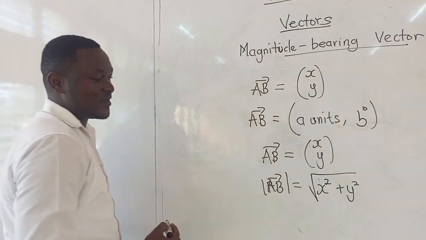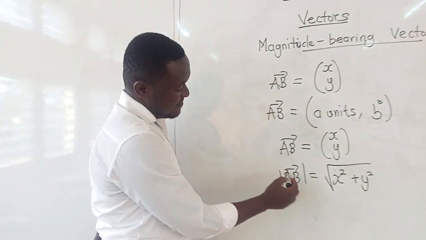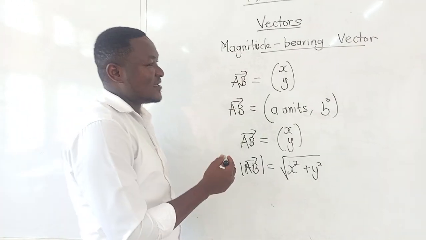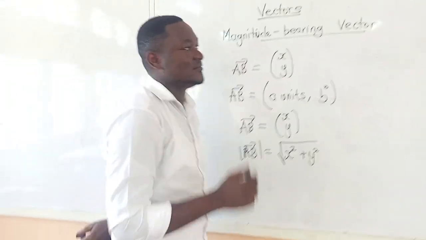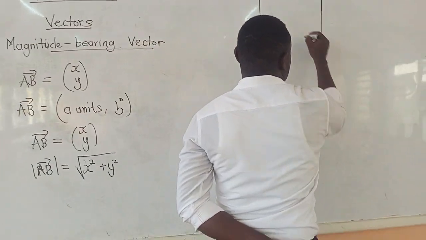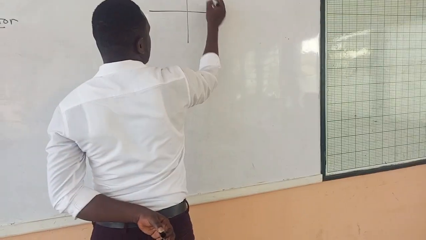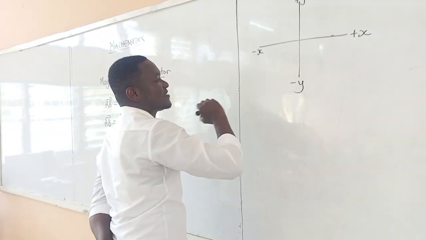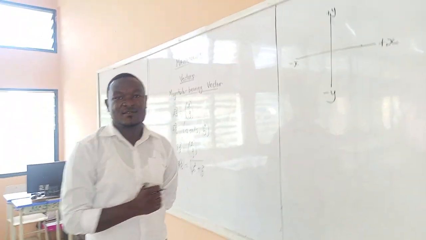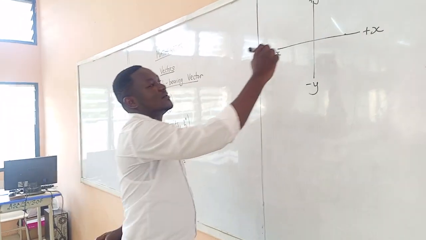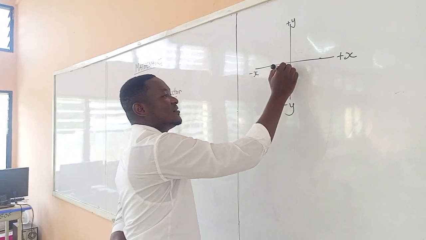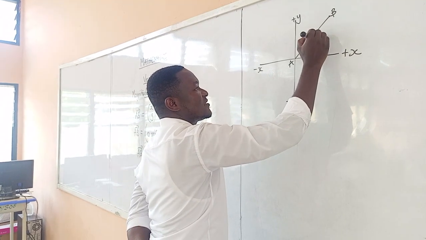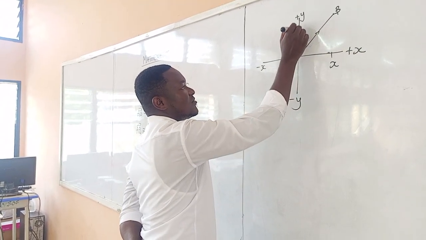component squared. When we are done with the magnitude, the next thing is we have to sketch the vector in the x and y plane. So positive y, positive x, negative y, negative x. So the sketching of vector x, y, which is for vector AB, the point A, then to here B. So this is x, y.